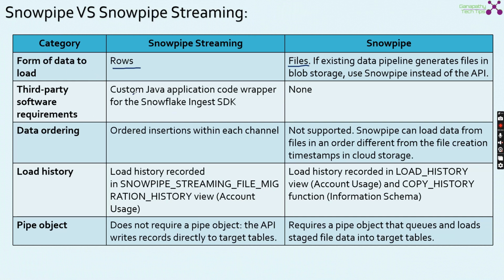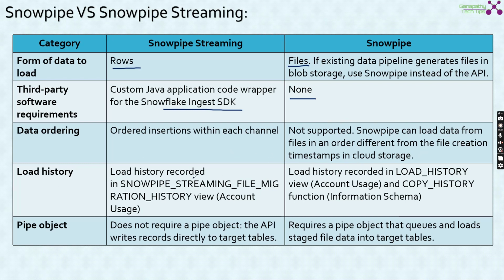Third-party software requirements: it's a custom Java application. As we already saw, you need a code wrapper for the software to ingest the SDK. So you need to write the Java code to ingest the data via Snowpipe streaming. But for Snowpipe, there is no necessity for third-party software. Data ordering: insertions within each channel are ordered. As we already know, the data is ingested via channels within Snowpipe streaming, and within the channel we have the way to order the insertions. But in Snowpipe, the ordering is not supported. Snowpipe can load the data from files in an order different from the file creation timestamps in the cloud storage. So that is something which is very important to know.